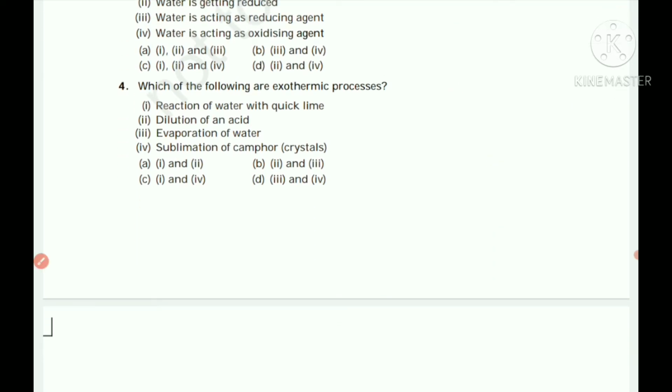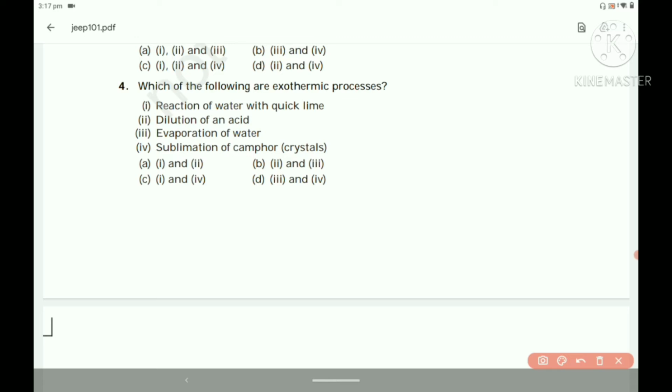Next, which of the following are exothermic processes? Exothermic process is a process involving the release of heat energy. Heat energy is being released. So, reaction of water with quicklime, if you have studied the chapter, you will be aware of that. Dilution of an acid, it's always exothermic.